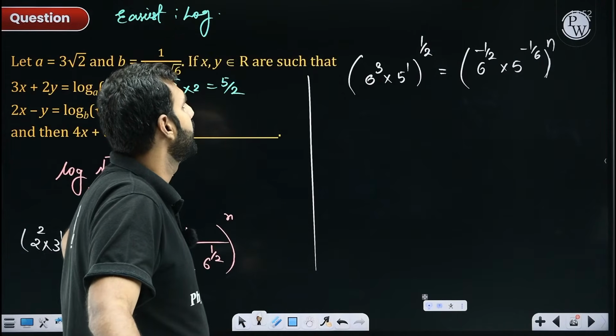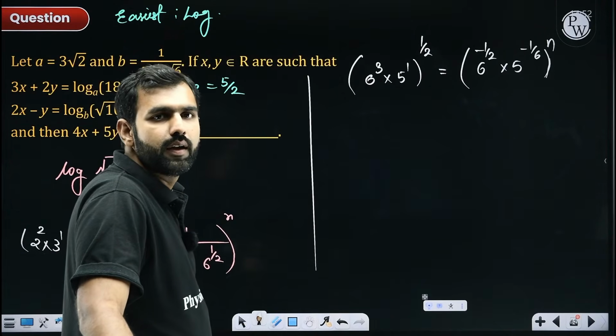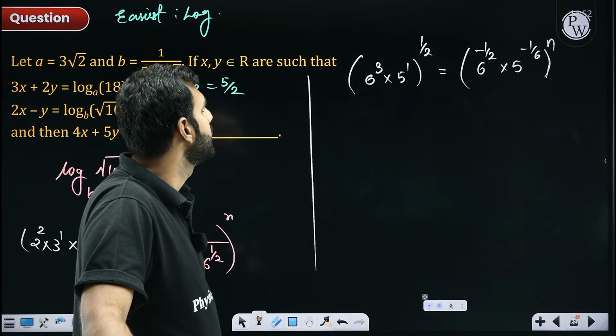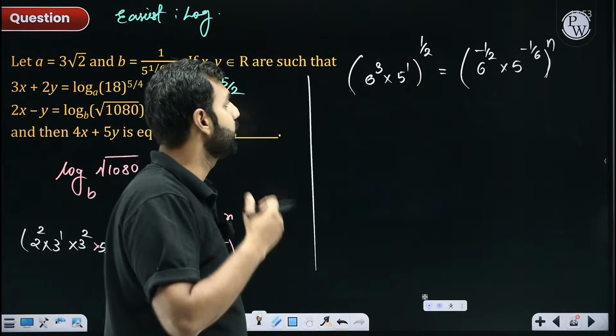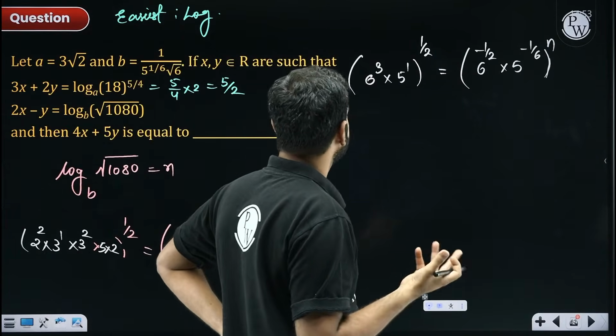I will take 1 by 2, 1 by 6. n as 6, because 5 to the power n. Yes, n is minus 6. That's good. I could not even think of that. That's good, Ashwin. Simple, very simple.